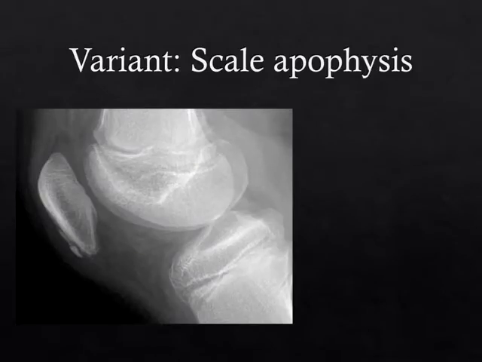An important variant that you should know about is the sleeve apophysis, which is essentially an accessory ossification at the anterior aspect of the patella. The patella is surrounded by cartilage, so these little accessory ossicles can form all over the place. This is one of the more common locations. This is not an avulsion injury.